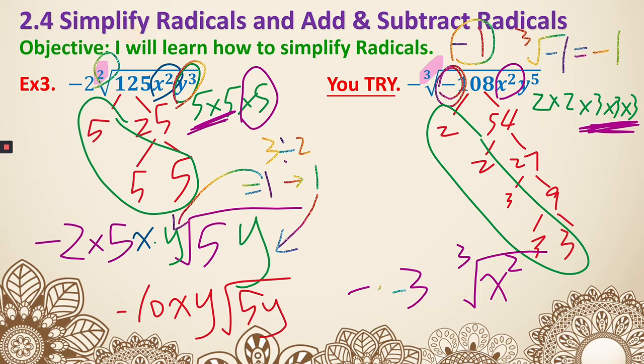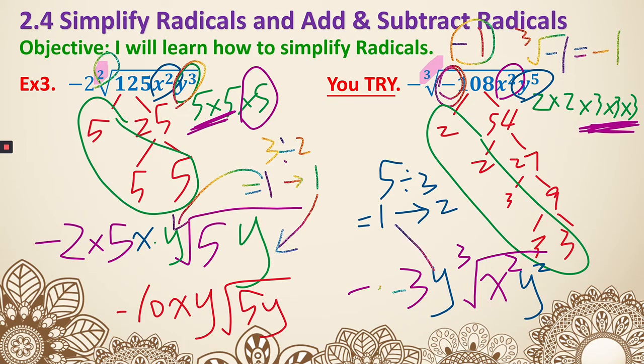And then next, I have this y to the 5th power. If I'm counting triples, I do have one y that I can take out, but I still have this y squared left inside. So if you think about it, 5 divided by 3 gives us 1y with remainder 2. That's why I have this 1y out here and the remainder 2y inside. Lastly, I just need to simplify it. These two negative signs become a positive, so my answer is 3y cube root of x squared y squared.